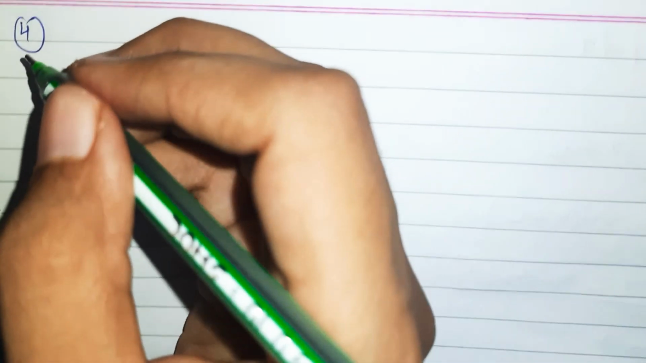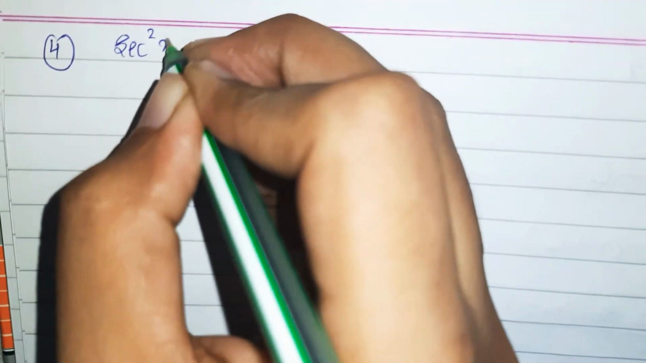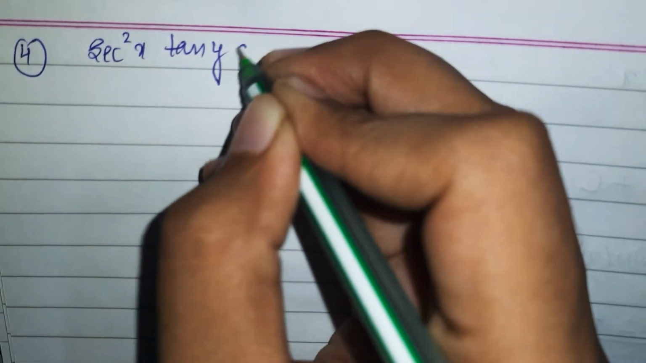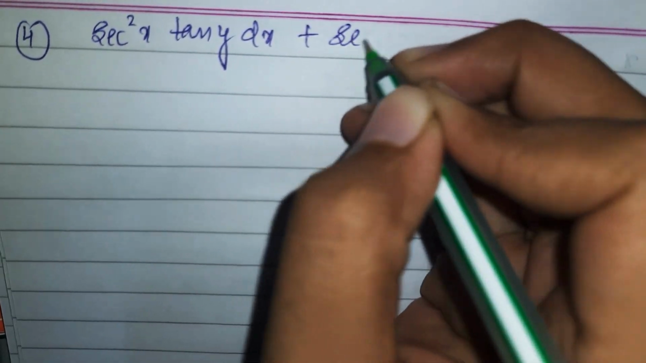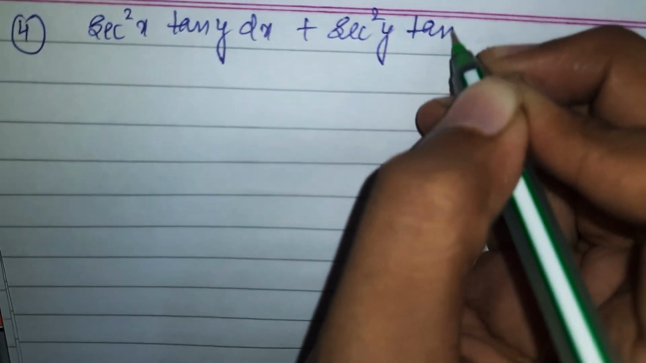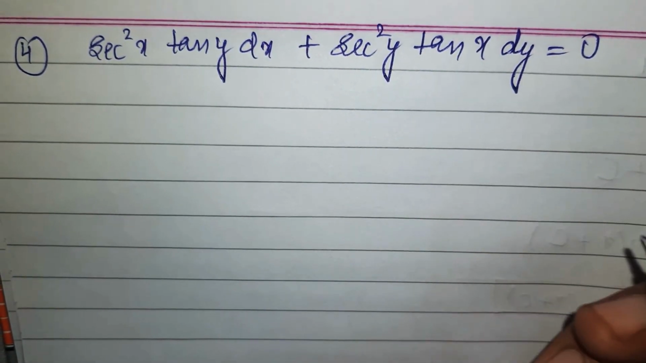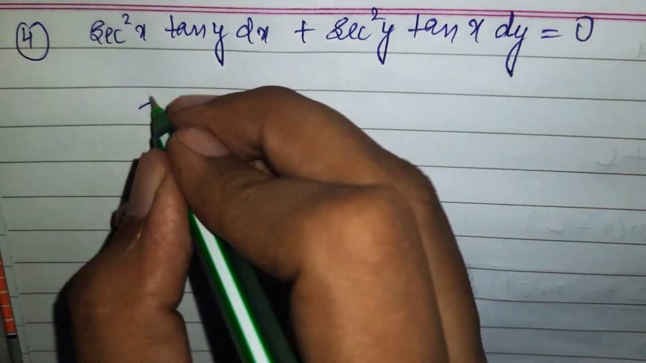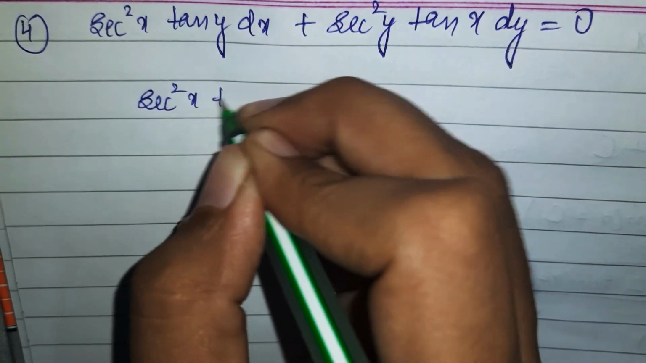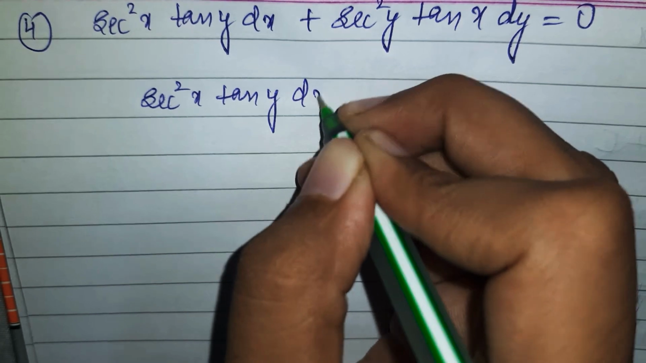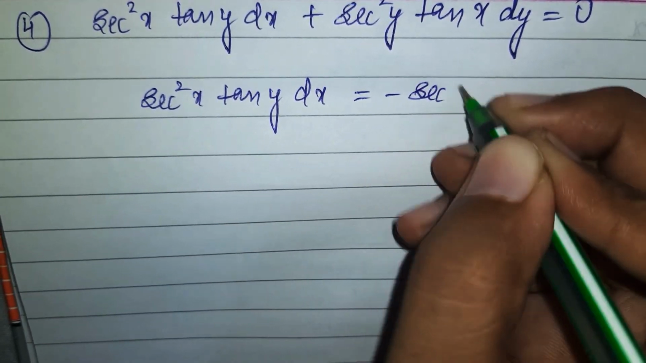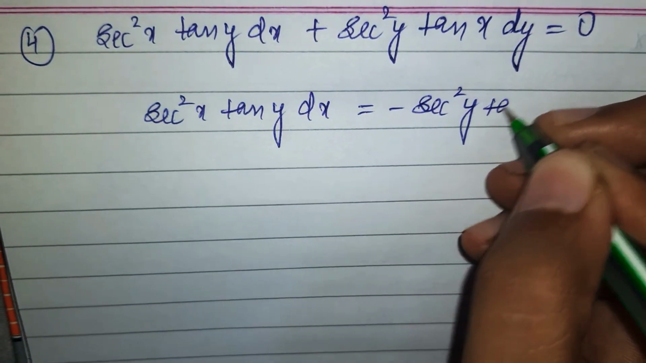Okay, come to the fourth question. In question number 4, what we need to do: secant square x tan y dx plus secant square y tan x dy is equivalent to 0. Now, if I talk about this, what we need to do, secant square x tan y dx, and this is minus secant square y tan x dy. This term I have taken to the right hand side.